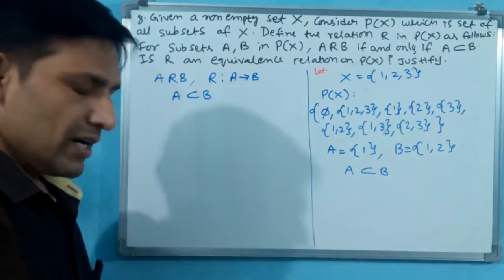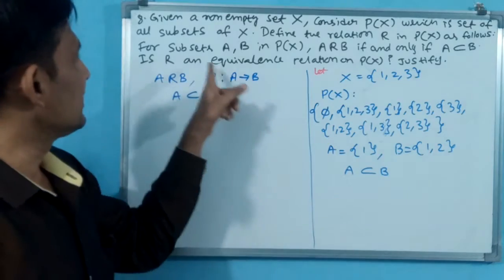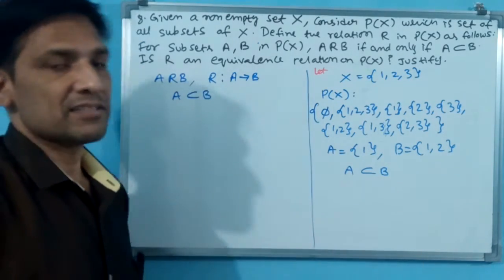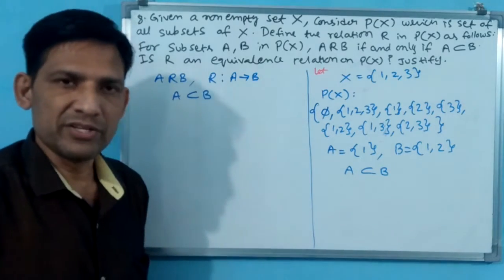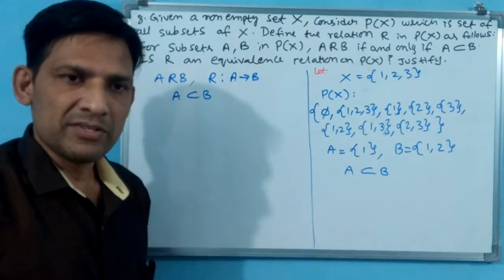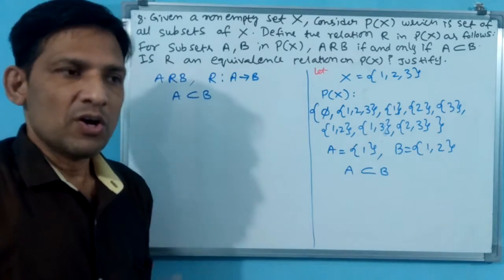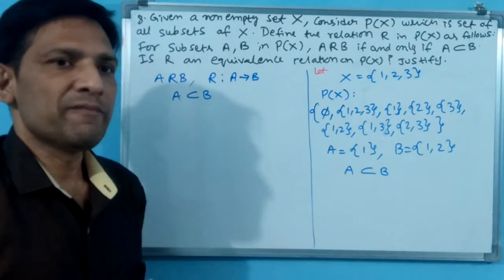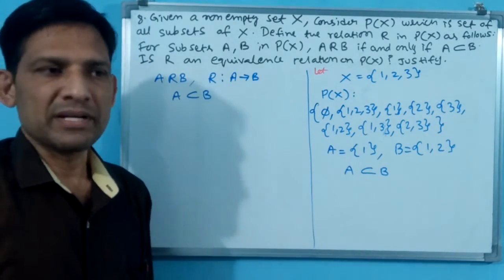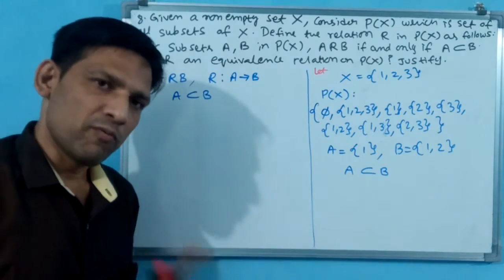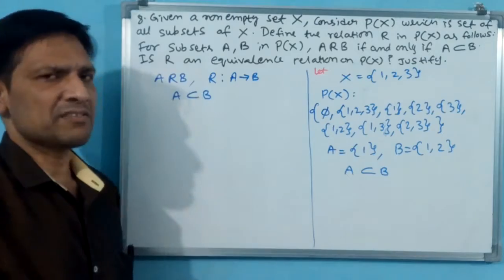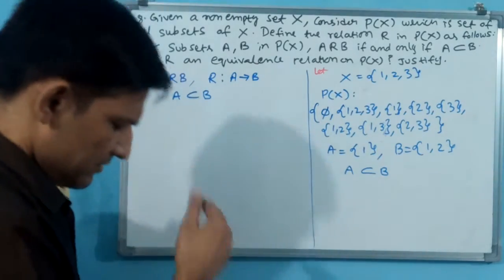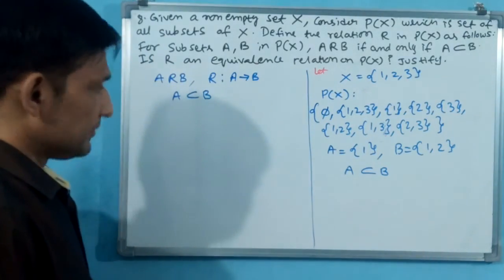Now see what he is asking. He is asking whether this relation is an equivalence relation or not. If you want to prove equivalence, you have to prove that it is reflexive, symmetric, and transitive. We go one by one. First we see if reflexive is there. Then you go for symmetric. If symmetric is there, then you go for transitive. If symmetric is not there, then you stop. Anyway, that is not an equivalence relation. That's all. Let us see here.